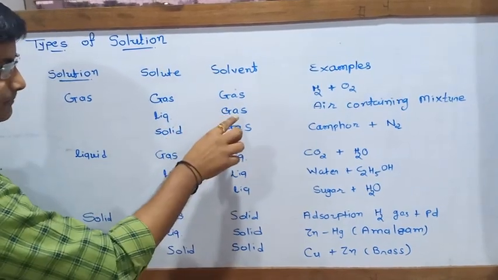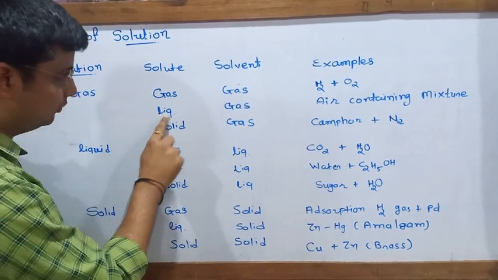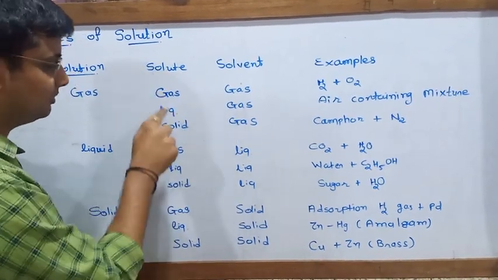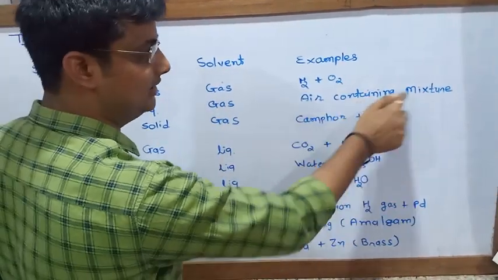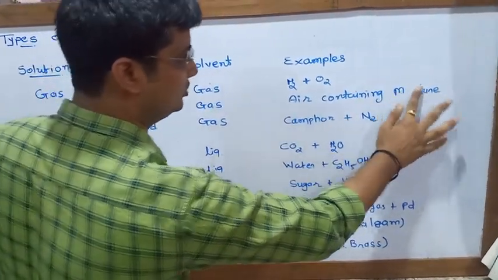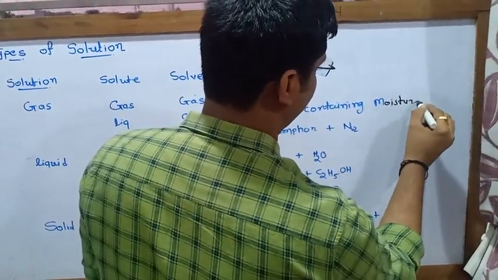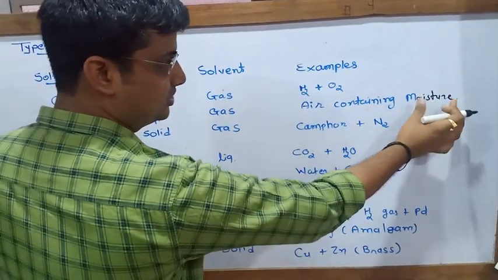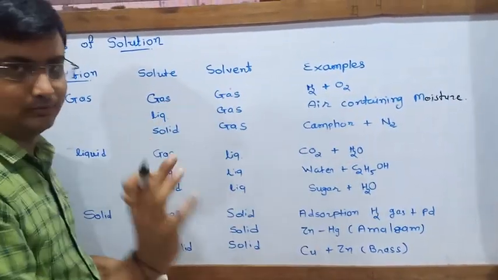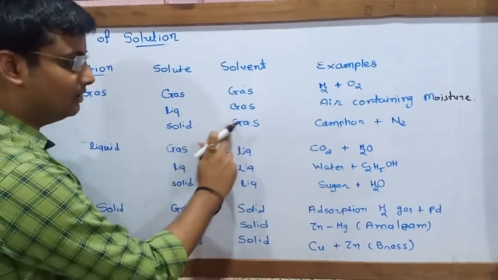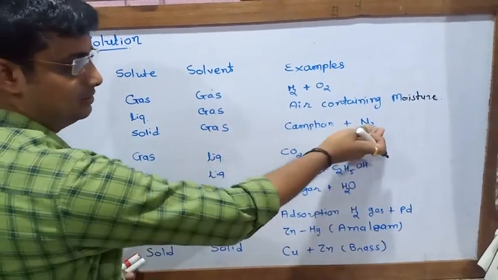Second, liquid in gas. Liquid proportion is less, so it is liquid in gas. For example, air containing moisture: moisture is your solute, and air is your solvent. Third is solid in gas. Camphor is a solid, as you know, and the gas is N2.